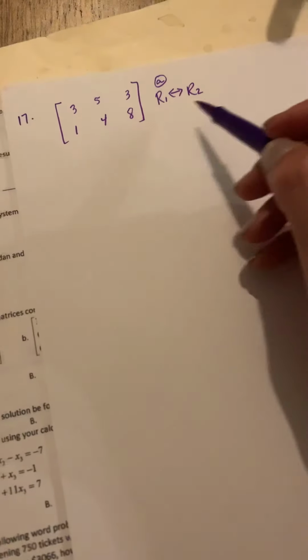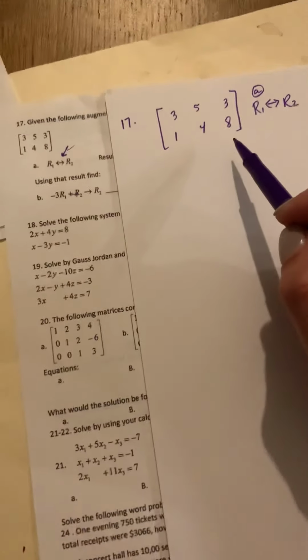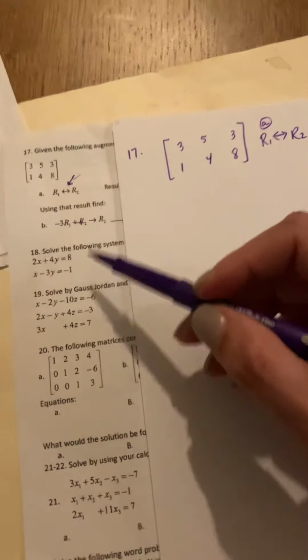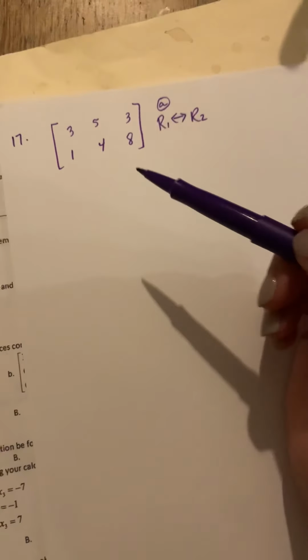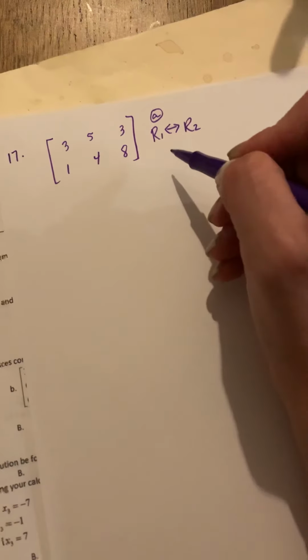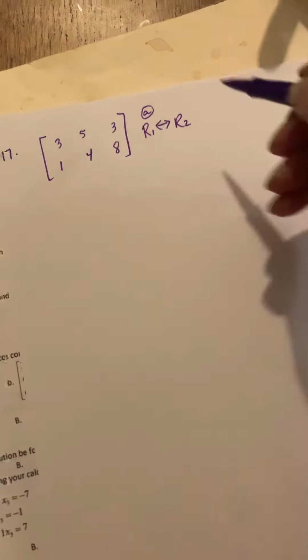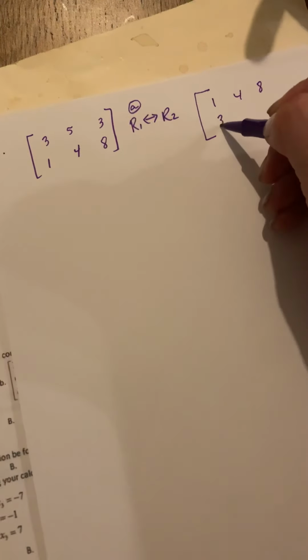Hey guys, we're going to work on number 17 where we're looking at row operations with matrices. I wanted to have a little bit more wiggle room on my review, so 17 and 18 we're going to do on the extra sheet of paper. 17A has us doing the row swap. When you see this command, it really just says these two are going to trade places, and that's it. So then it's 1, 4, 8, 3, 5, 3.